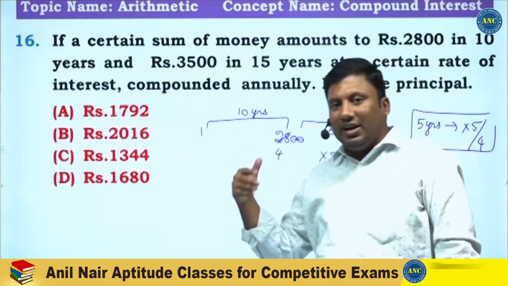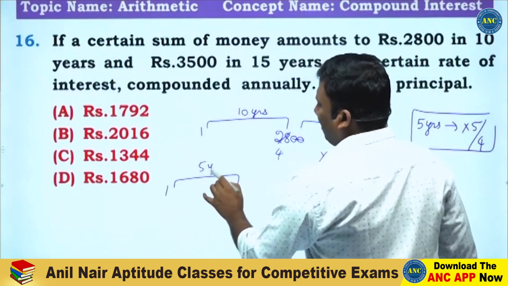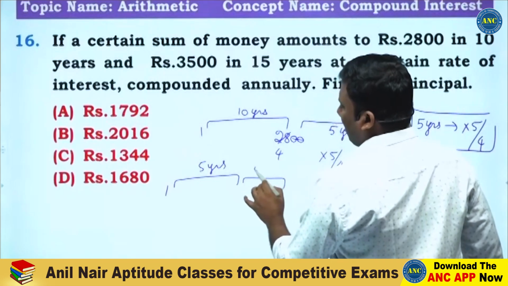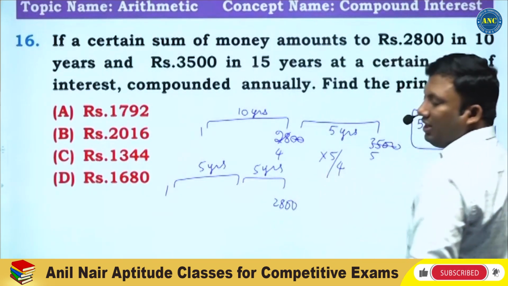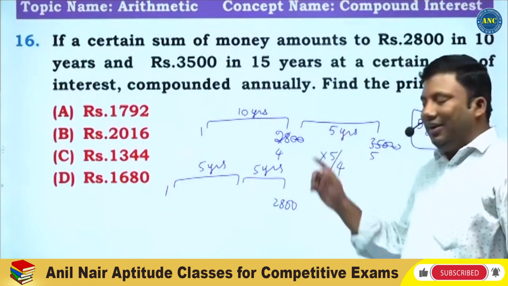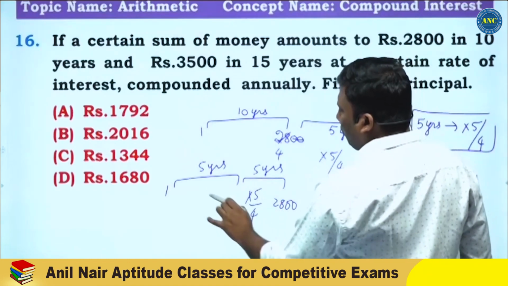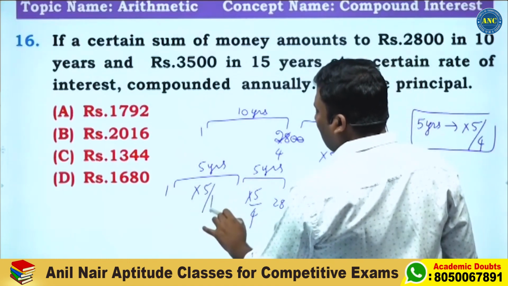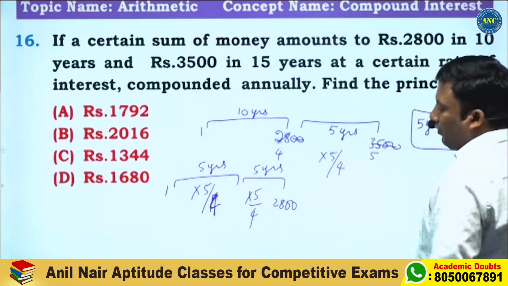But it is 10 years, divided into 5 years. One is becoming after 5 years, again it is becoming after 5 years, after that it is becoming 2,800. For every 5 years, the scaling factor is 5 by 4. So it is into 5 by 4, and again into 5 by 4.